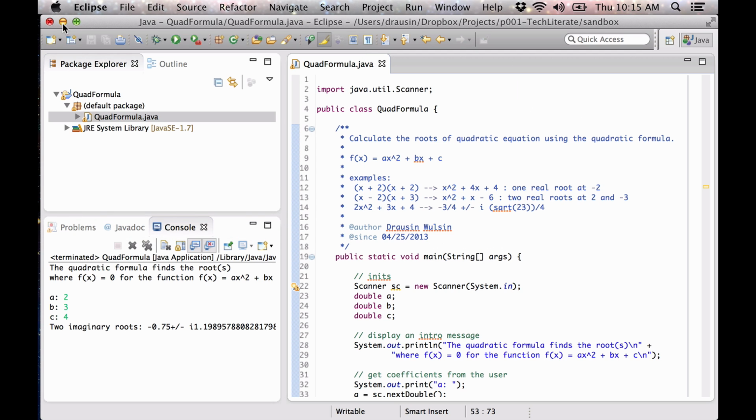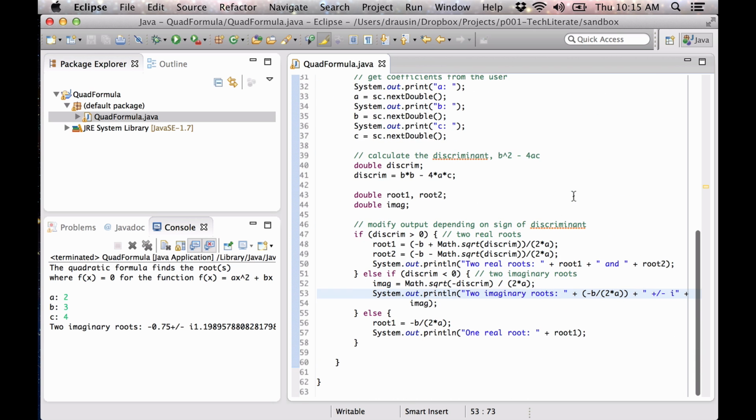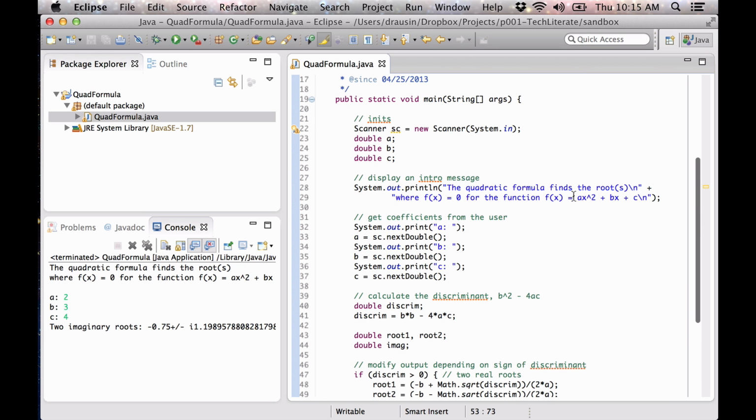So our program seems to work, and maybe this will save you some time, but at least you understand how to make a slightly more complicated program.